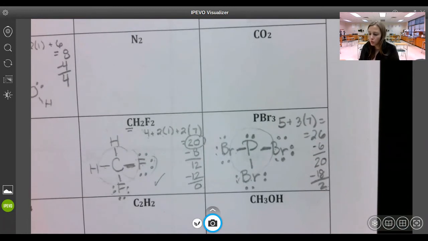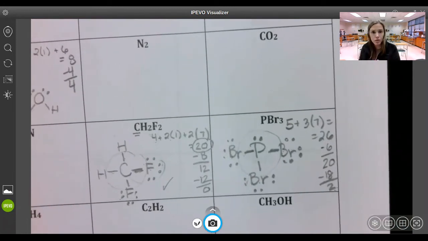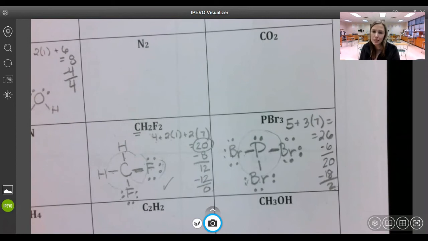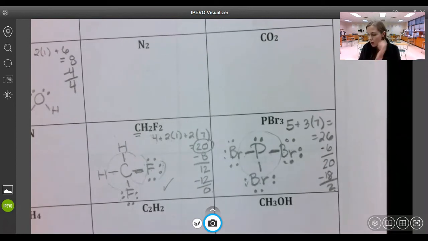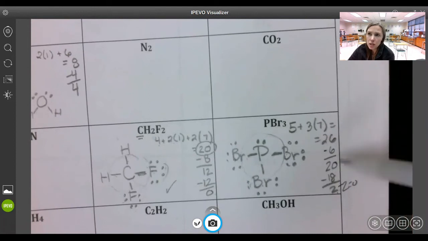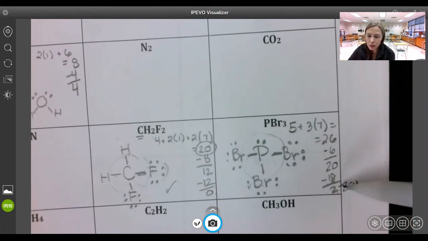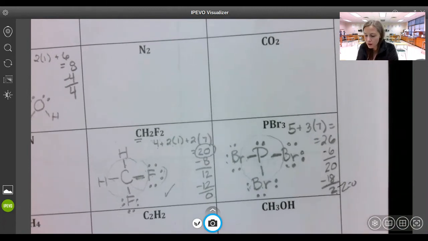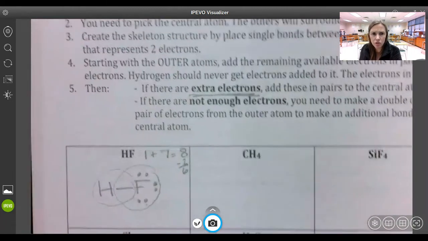Okay, so water and this phosphorus tribromide are 2 examples of we had extra electrons and we're placing them on the center atom first before we do anything else. And keep in mind, I said this to you, this is just like a little organizational method that you might want to use when you're starting these. And then as you get faster and faster, you may not need these. And that's okay. It's not something I'm checking for extra work.